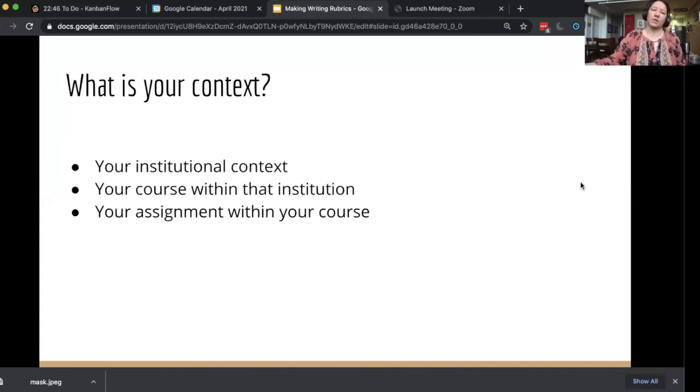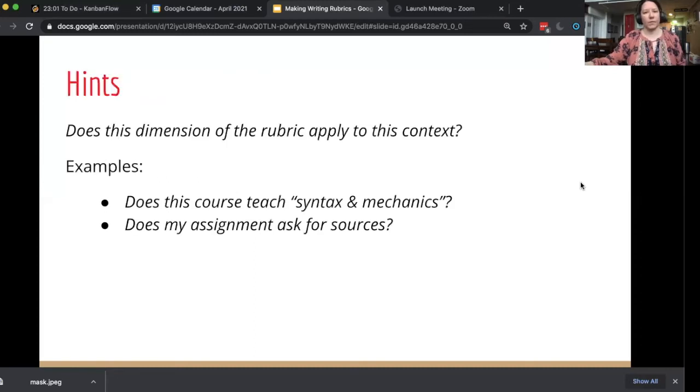Also think about where this assignment fits in your course. Is it the first thing you've taught? Is it later in the semester? What do they know? Have you taught them about using MLA format? If not, you don't want to take a rubric that has MLA format on it and just use it. So again, thinking about, does this dimension of the rubric apply?